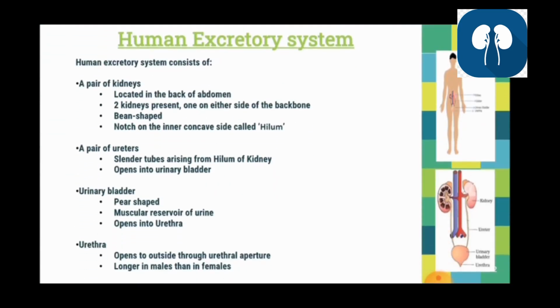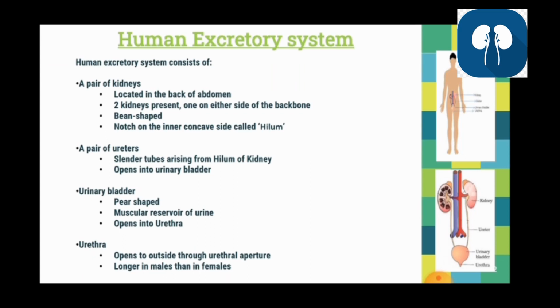Children, the human excretory system consists of 4 important organs: a pair of kidneys, a pair of ureters, the urinary bladder, and the urethra. Talking about the kidneys, they are reddish brown bean-shaped structures situated between the level of the last thoracic and third lumbar vertebra, that is, close to the dorsal inner wall of the abdominal cavity.